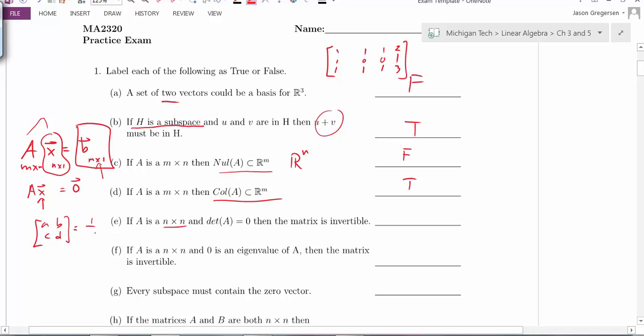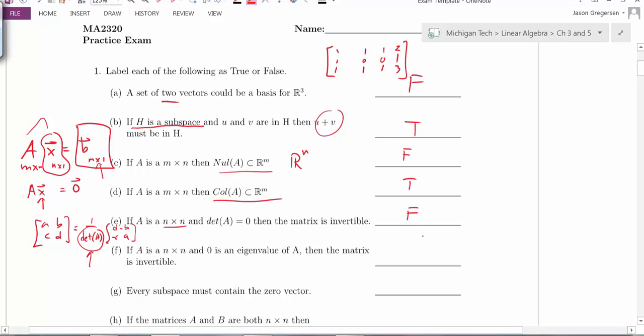It should be 1 over the determinant of A times, and then we switch the values on the strong diagonal and change the signs of the values on the weak diagonal. But the important piece for these true and false questions is that the coefficient in front is 1 over the determinant of A. So if the determinant of A is equal to 0, this value is undefined. Therefore, we don't have an inverse. So actually, if the determinant of A is equal to 0, then the matrix is not invertible. So this one would be false.